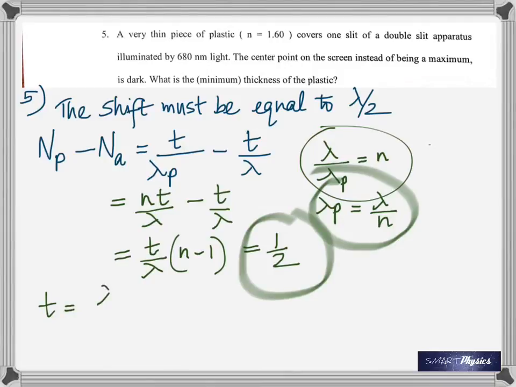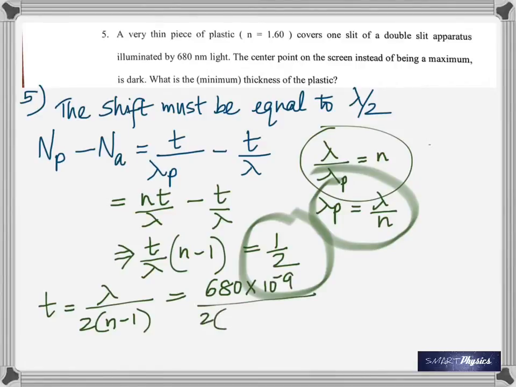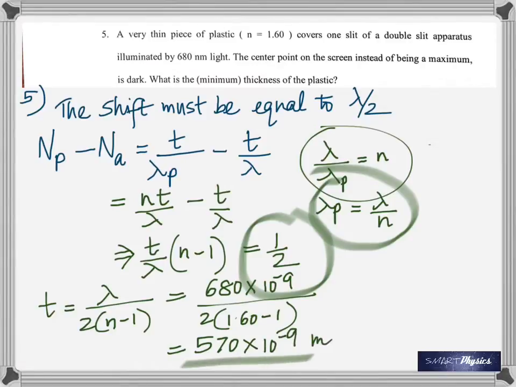Now make t the subject, because you're trying to find the thickness of the plastic. Rearrange it, and lambda is in nanometers, so 680 times 10 to the negative 9. You put all that down, you get 570 times 10 to the negative 9 meter.